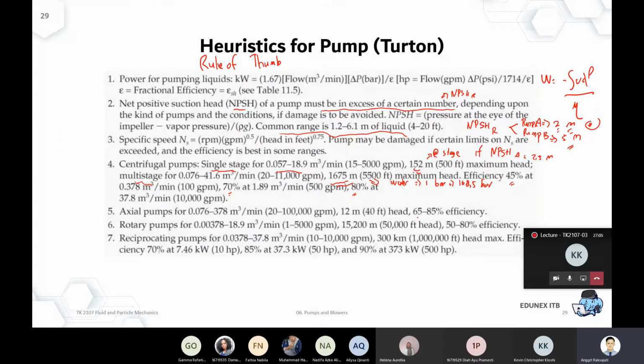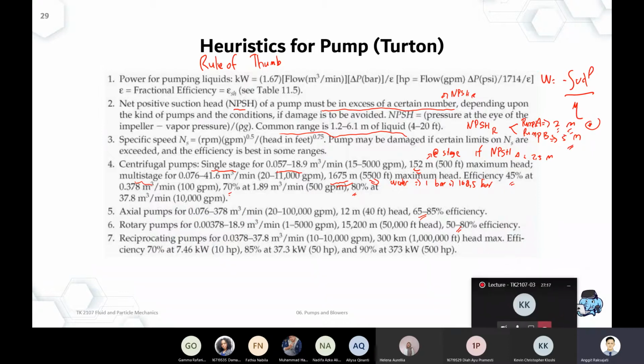Okay. So for axial pump, again, typical efficiency is 65 to 85%, rotary pump 50 to 80%. Okay, so that seems normal. Okay, for the reciprocating, 70%, 85%, 90% would be like the maximum. It's not common. Maybe it can be provided, but it's not really common. So at least you know the range. Okay, what would be like the default efficiency for a pump?